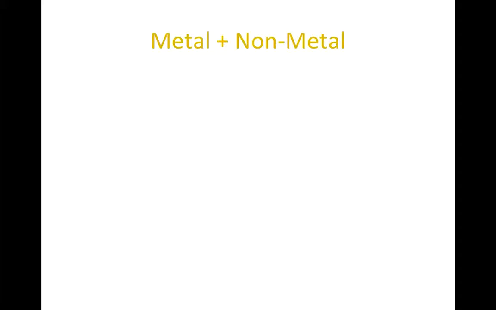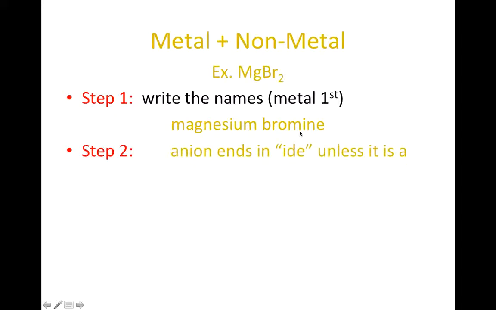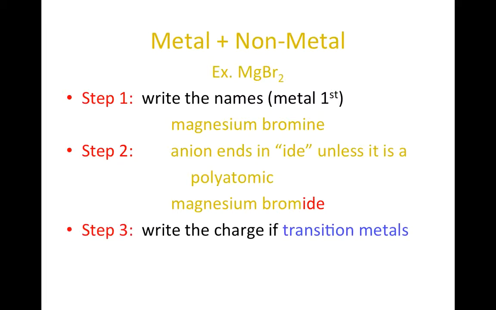So remember that ionic compounds are a metal plus a nonmetal. So MgBr2. If we want to write the name, we're simply going to write the names. The metal always comes first, magnesium and bromine. They're real simple to write the names. You have Mg, magnesium, you have Br, bromine. But remember that the second word, the anion, the negative thing, always ends in IDE, unless it's a polyatomic ion. So it becomes magnesium bromide. So write the names, and the second one with IDE.